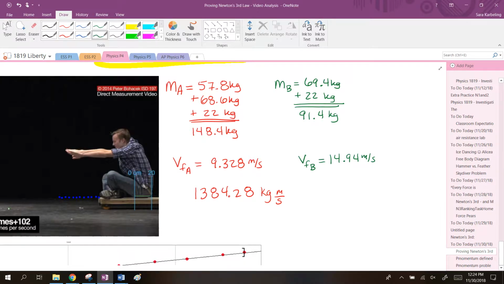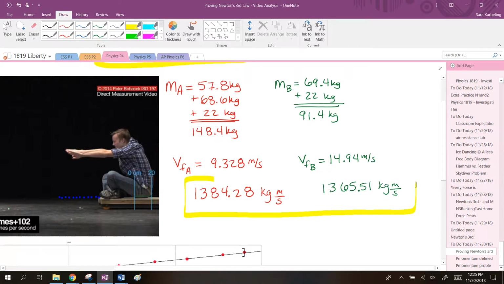All right. My friends that calculated the information for object B, Connor and his cart, what did you all get for your product? Okay, I got almost that. 1,300, what did you say? 65.51. Again, the units are going to be kilogram meters per second. How do those two things look? Are they pretty close? They are pretty close. Again, not exact.